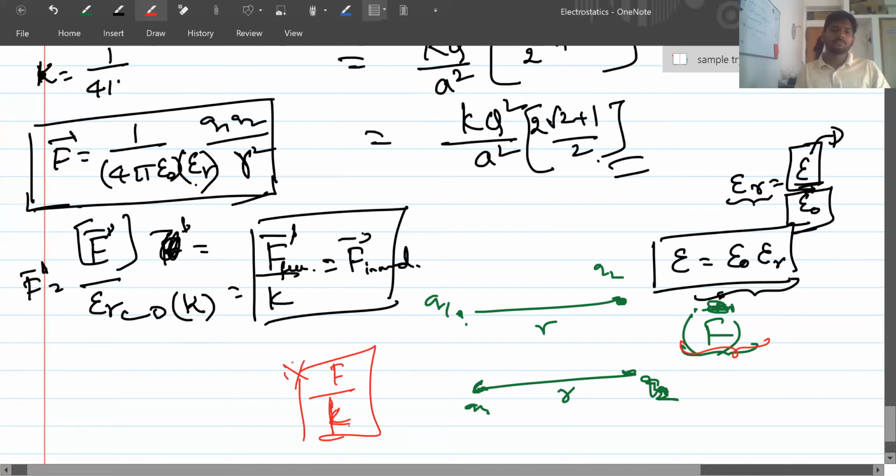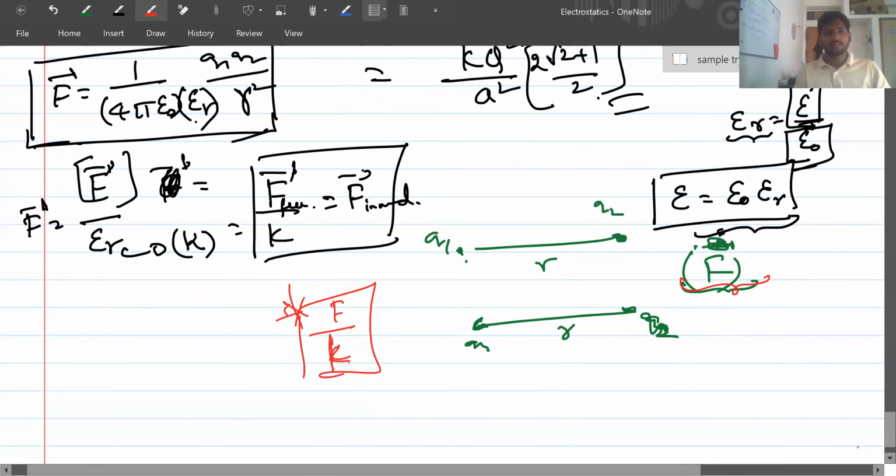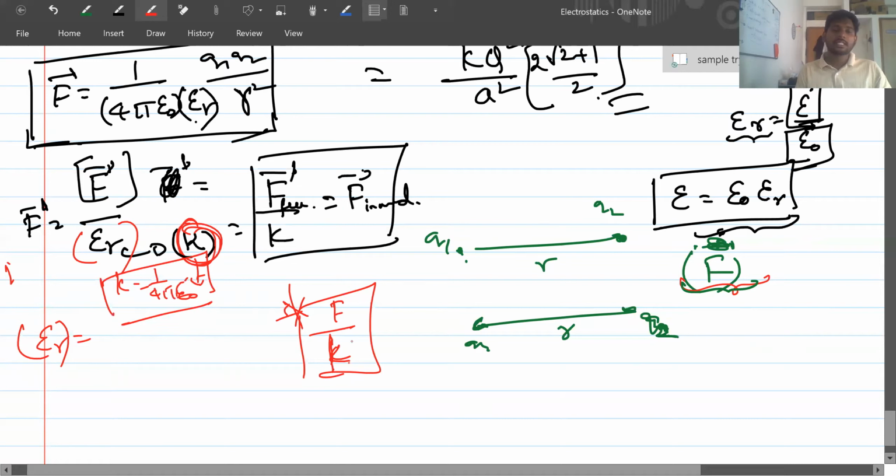But that is wrong. Epsilon r is equal to K. Epsilon r is nothing but the dielectric constant, the relative permittivity. This K is not the K of 1 by 4 pi epsilon naught. Sometimes the dielectric constant is also described by K in materials. That is different; this K is nothing but epsilon r.